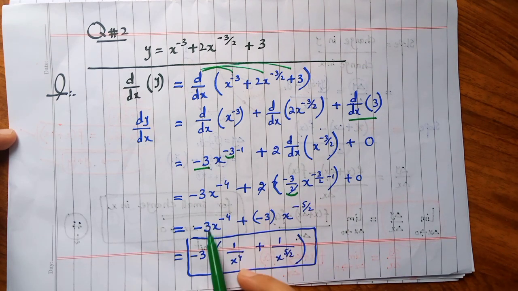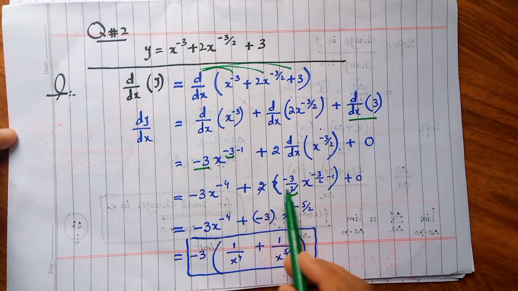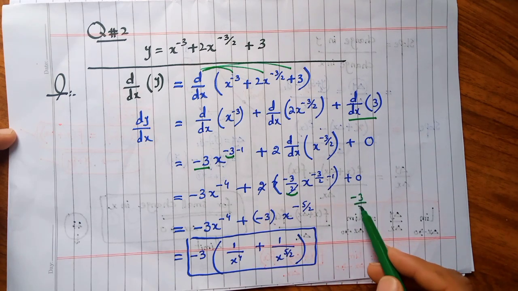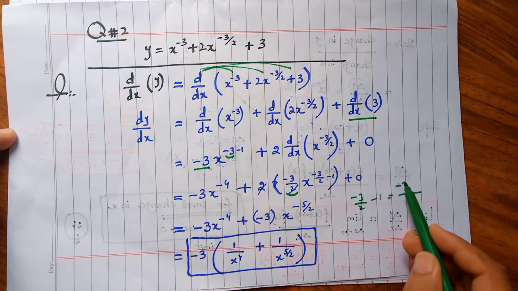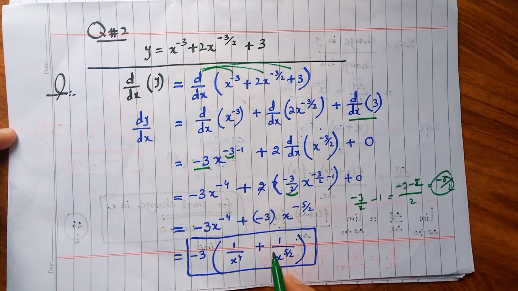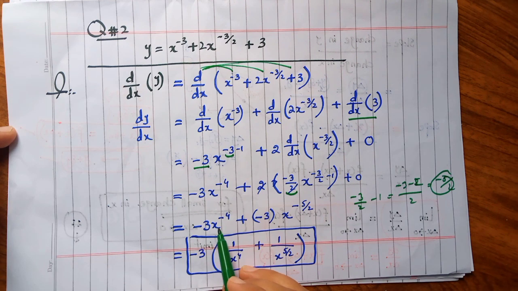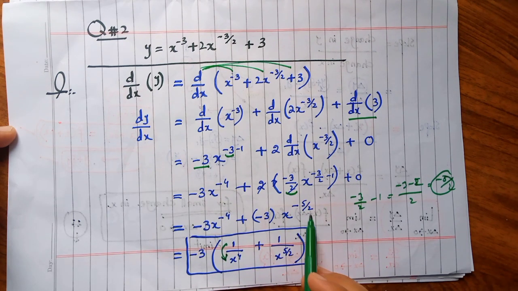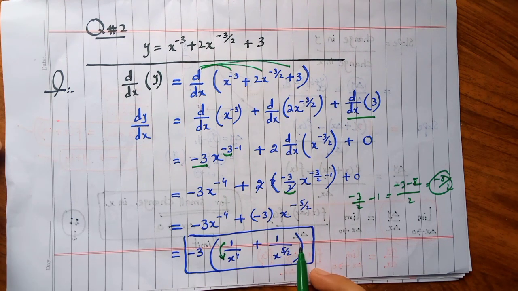So after simplification, this will be minus 3x raised to the power minus 4, the 2 will be cancelled out with 2, and this will be equal to minus 3 over 2 minus 1, which is minus 5 over 2. So we will take minus 3 as common, so x raised to the power minus 4 will become positive 4 in the denominator, and the power minus 5 over 2 will become plus 5 over 2 in the denominator. So this is question number 3.